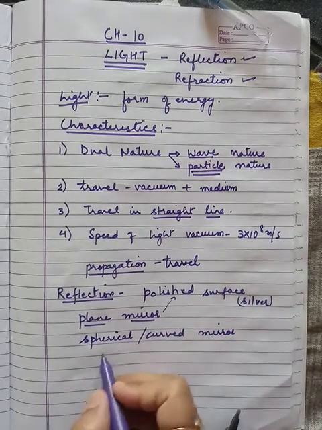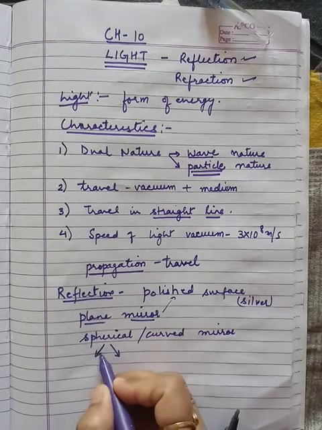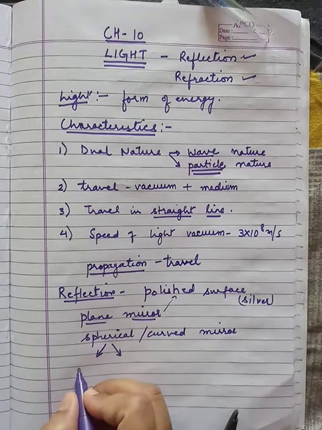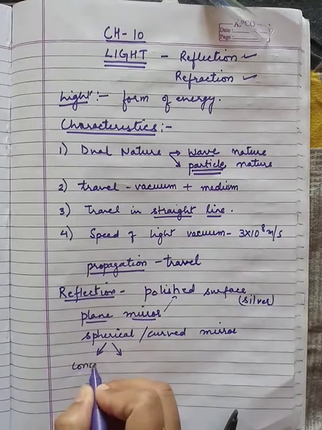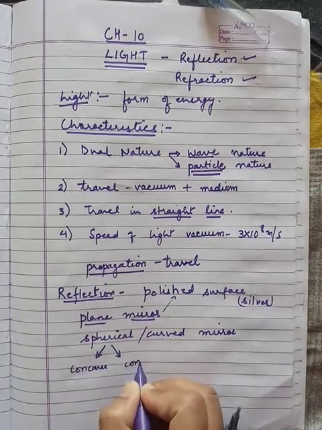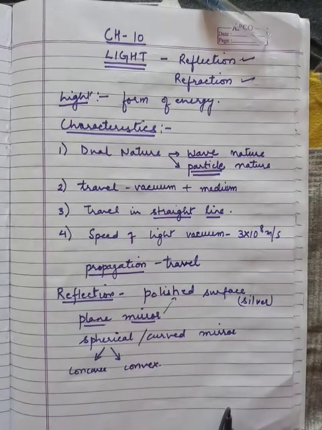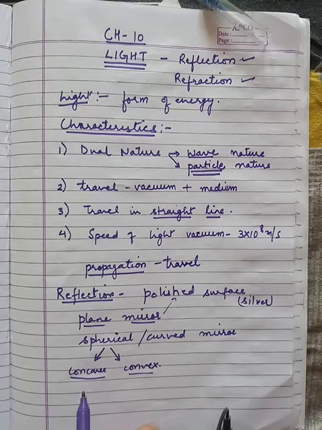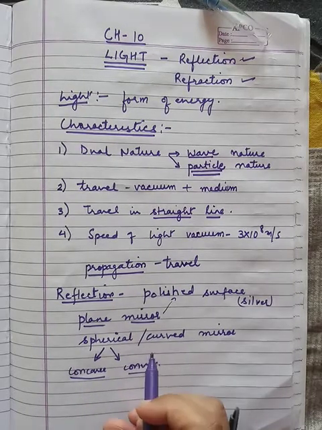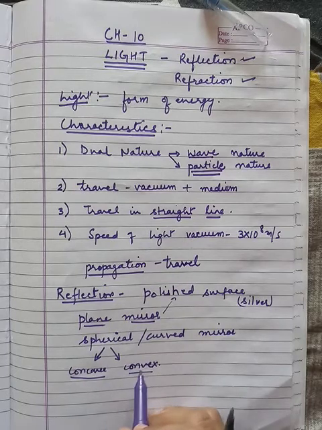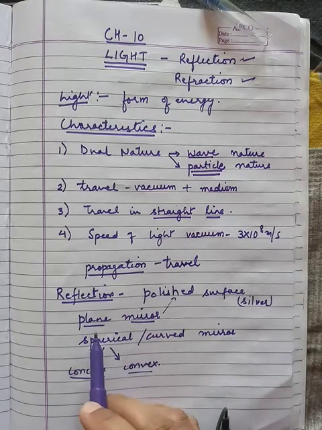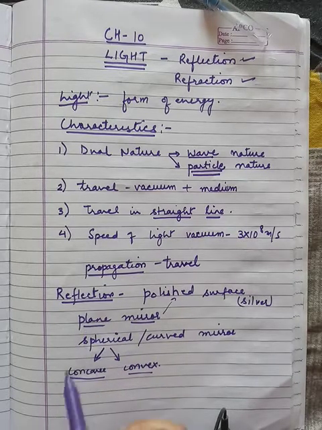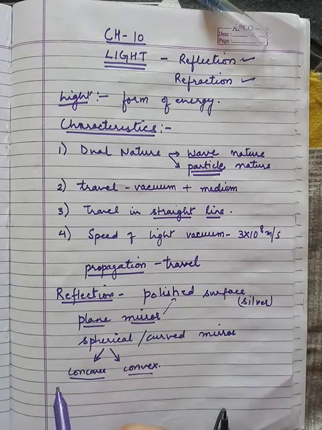Those are called spherical mirrors or curved mirrors, we can see. So spherical mirrors are of two types. I think we know it, earlier we have studied. These are concave mirrors and convex mirrors. They are of two types, concave mirror and convex mirror. So before going to the details of concave and convex mirrors, I would like to show you how the image is formed in the case of a plane mirror.